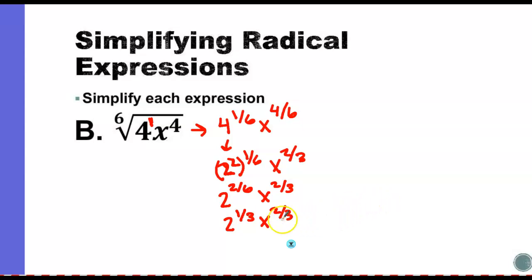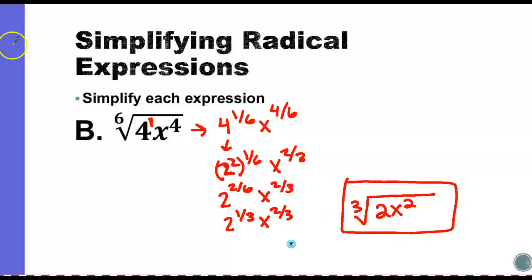So one thing I noticed is that they both have the same denominator, or the same index. My index would be 3. My 2 has a power of 1. I don't necessarily have to write a power of 1. And my x has that power of 2, so x squared. Okay, that's it.